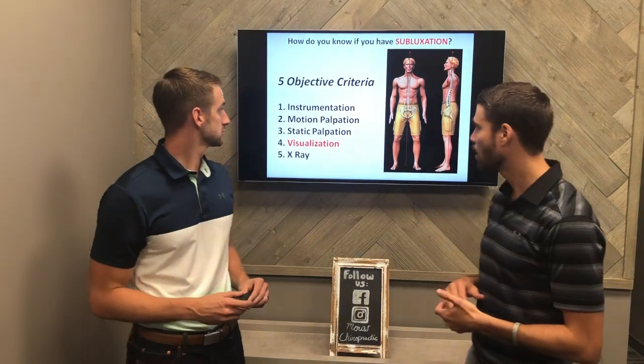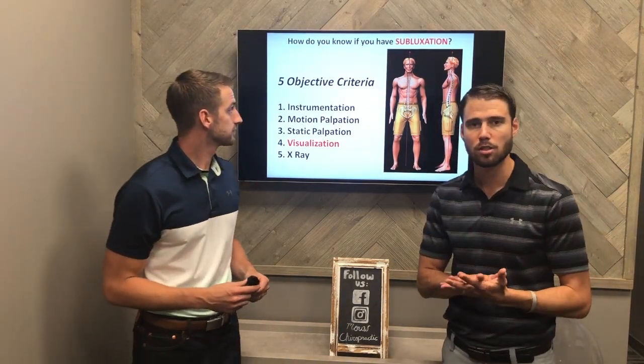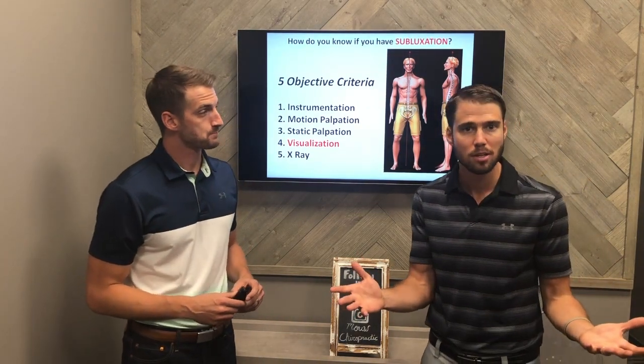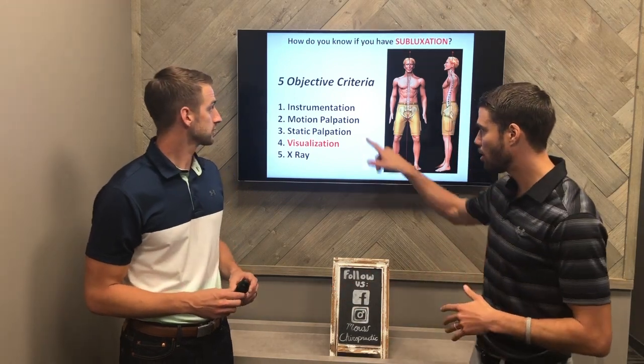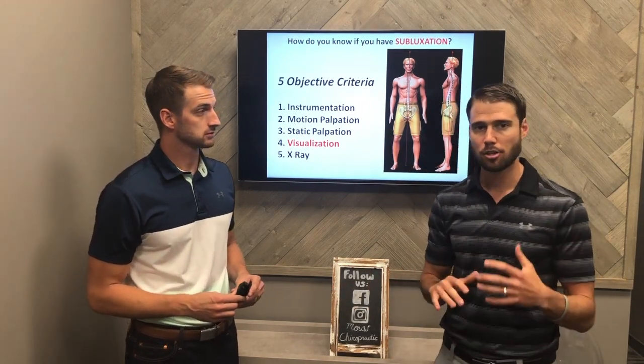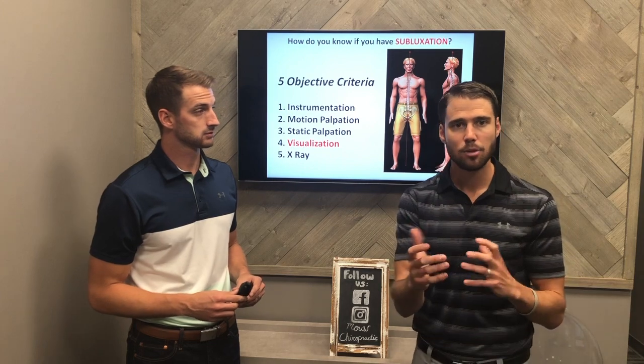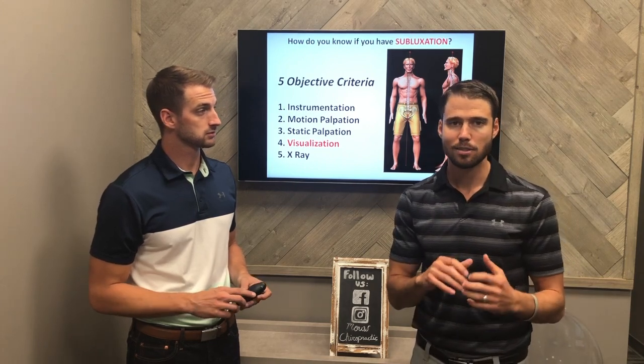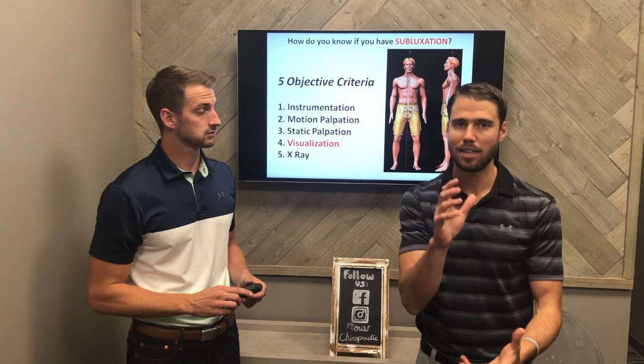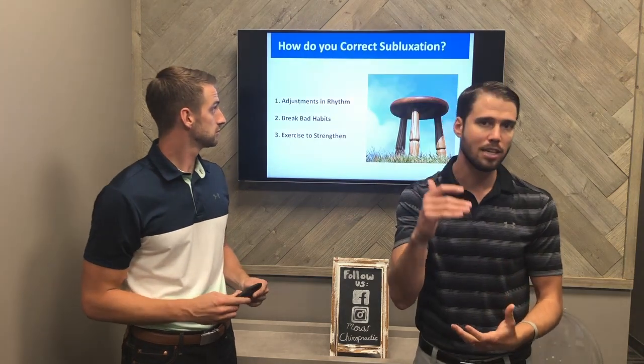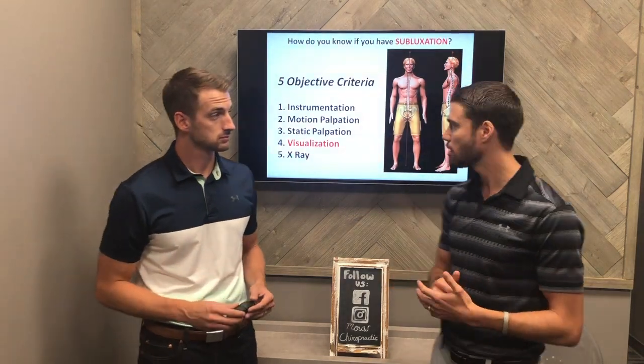And so these are 5 things that we do to really understand if someone's being affected by subluxation or not. Number 1 is instrumentation. There are certain instruments that we'll use to evaluate the structure of your spine and see where your spine is at. Is there restriction there? Is there heat, swelling, inflammation, those types of things?